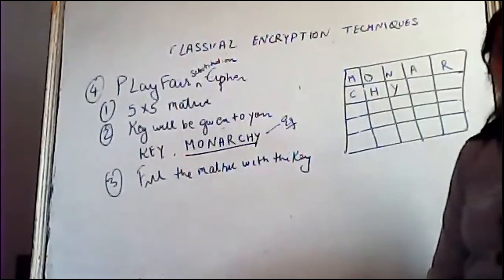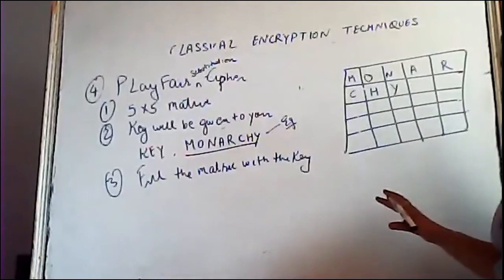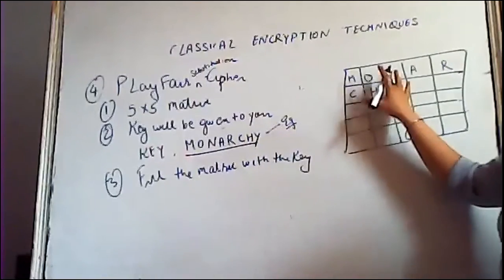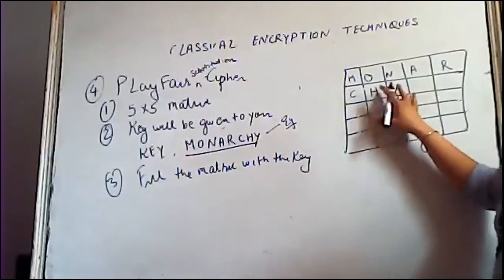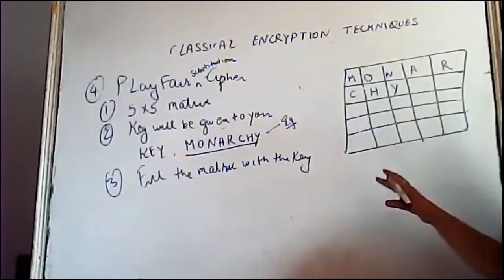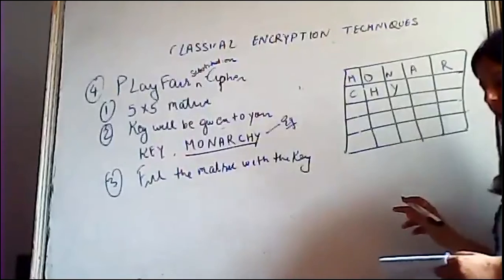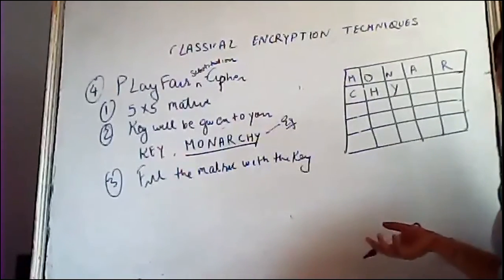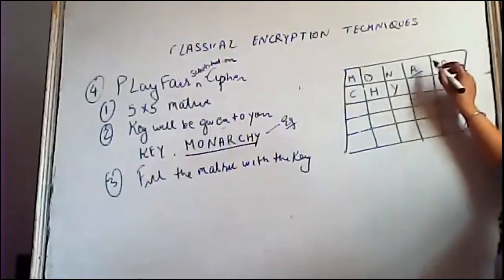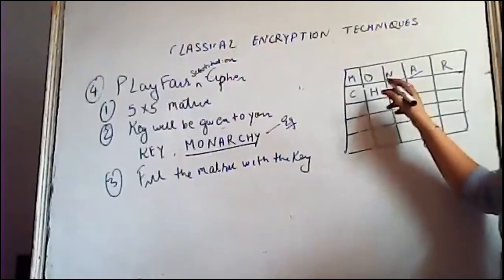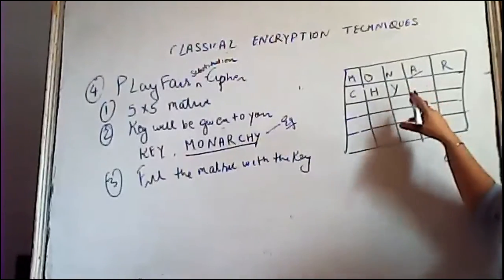Now all the remaining cells will be filled by all those characters that are not mentioned in the key. I have to fill my remaining cells with all those alphabets that are not mentioned in that particular key. In my case, I will start with the letter A. A is already there. So those letters that are already present in the key, you don't have to mention again.